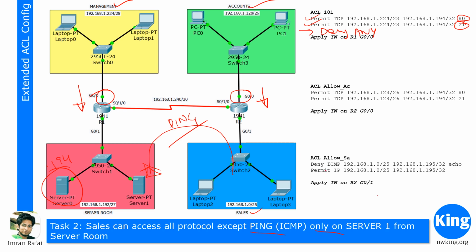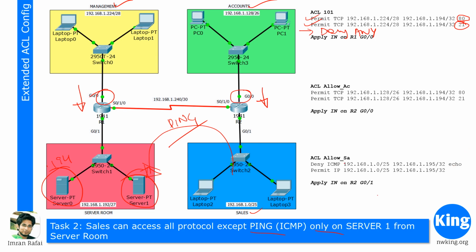So what do we say? Because we need to allow everything else and only block ICMP, we need to first block ICMP. Like we discussed, the specific ones need to come on top, and then the general one. IP is a general thing, everything, so we want to permit that. So we put the ICMP deny: deny ICMP traffic coming from 192.168.1.0/25, which is the entire sales network, going to 192.168.195/32, that is server 1, just the server.